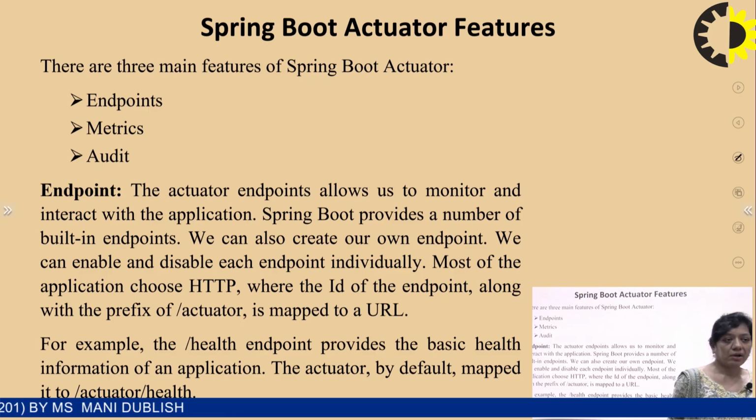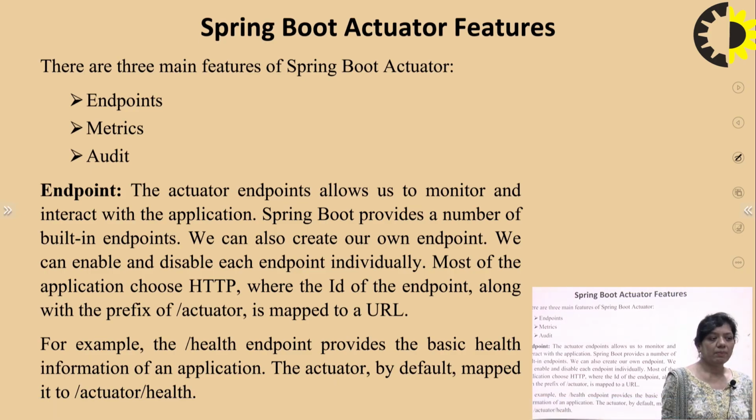Endpoint: actuator allows us to monitor and interact with the application. Spring Boot provides a number of built-in endpoints. We can also create our own endpoint. We can enable and disable endpoints individually. Most applications choose HTTP, where the ID of the endpoint along with the prefix of actuator is mapped to a URL. For example, the health endpoint provides the basic health information of an application, though the actuator by default maps it to /actuator/health.